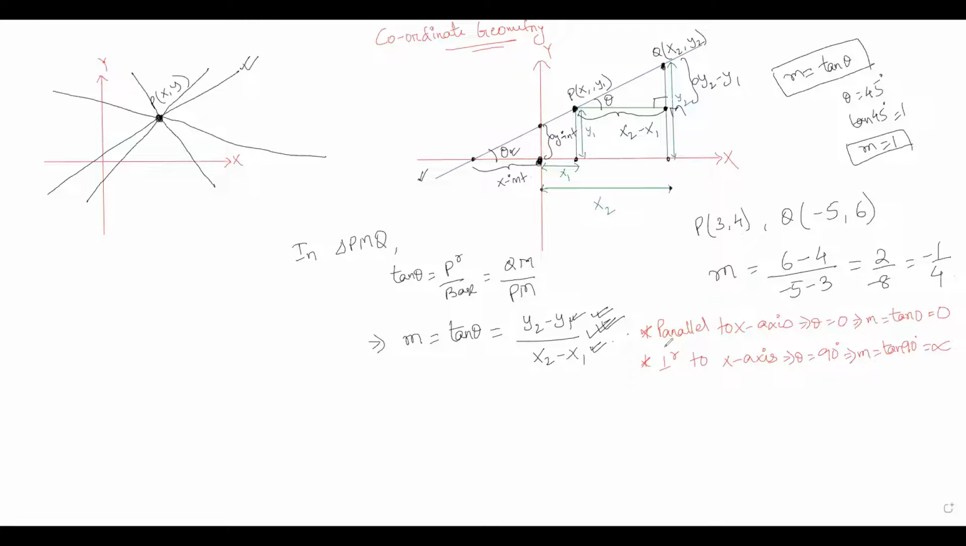Also, if the line joining 2 points is parallel to the x-axis, in that case, the angle that the line would be making with the x-axis would be 0. So in that case, the slope would be tan 0, which would be 0. And if the line is perpendicular to the x-axis, then the angle that it makes with the x-axis would be 90 degree. In that case, m would be equal to tan 90, which would be infinity.